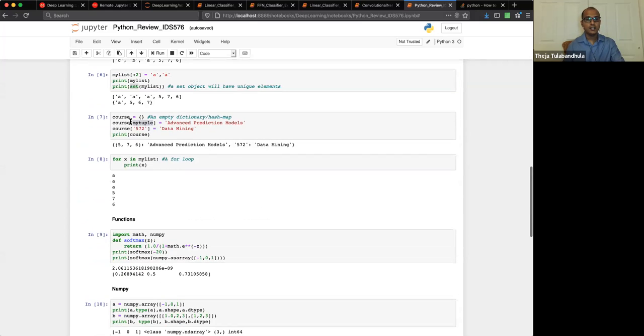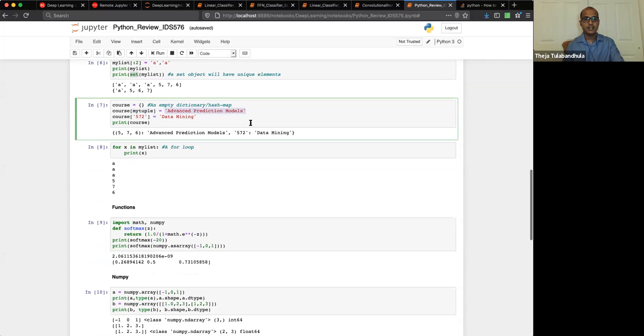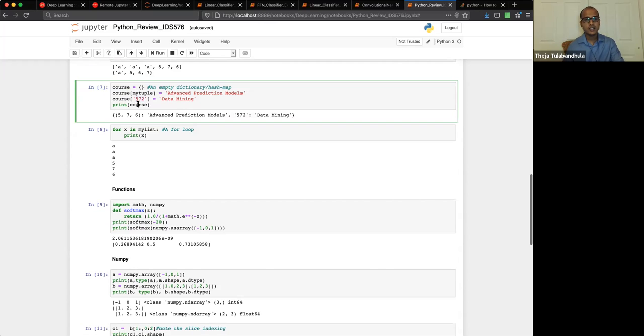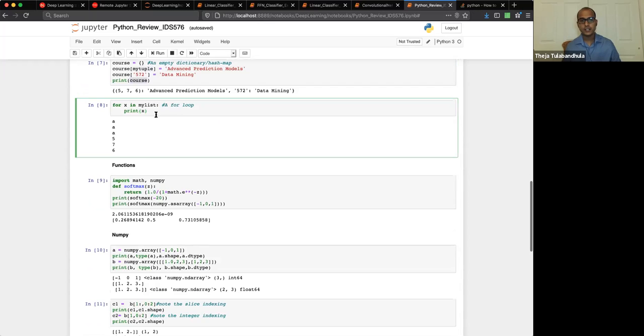So you can use course 576 with a value of advanced prediction models, and you can have a different key. For example, 572 is data mining. When you print this dictionary, it just prints the keys and values, and you can iterate over it.